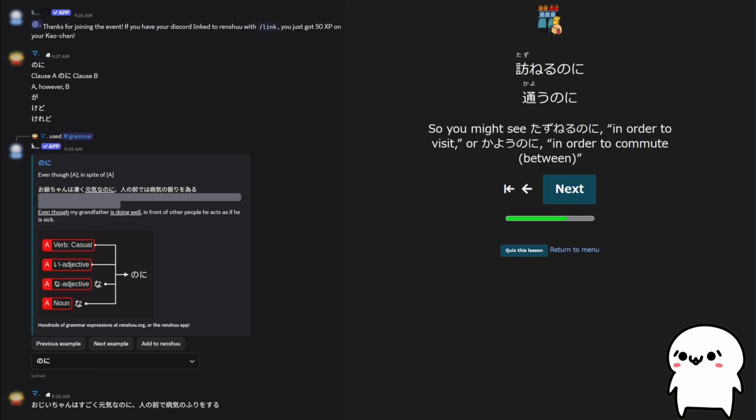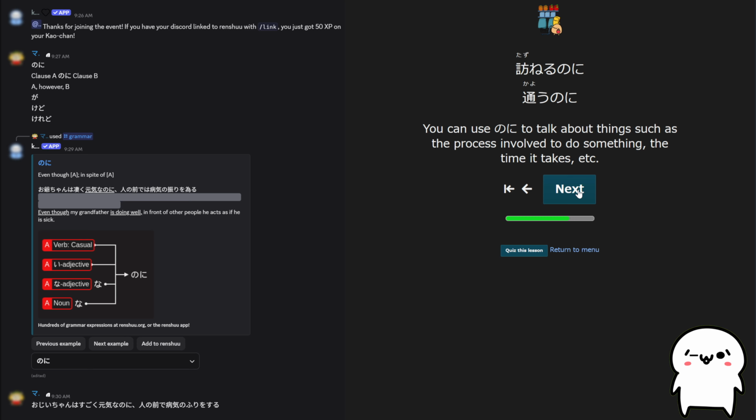For example, tazuneru no ni, in order to visit. Or kayou no ni, in order to commute. And kayou can be work, it can also be going to school. And, in order to do something, let's think about what will come after that. So we're saying in order to visit someone or something, or in order to commute to work or to school, we're going to need to show something afterwards that is required for that action to take place.